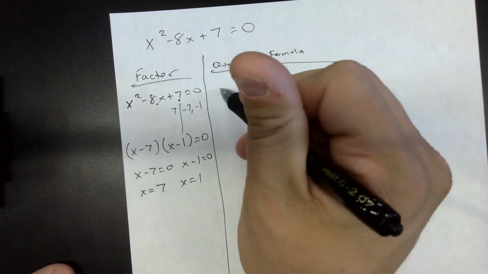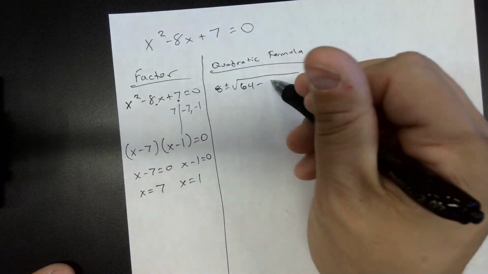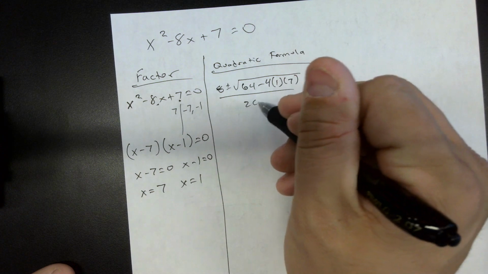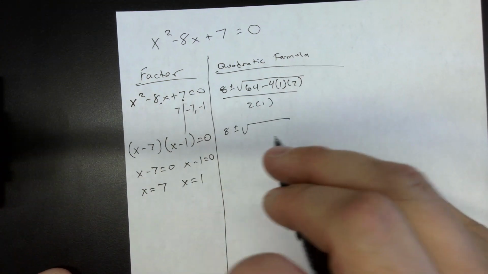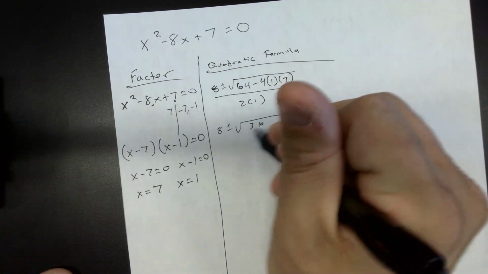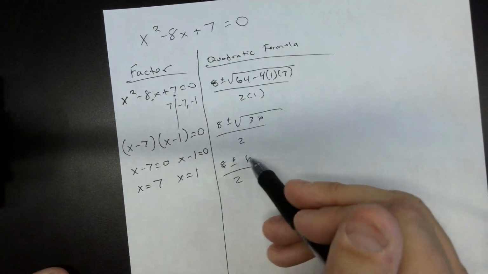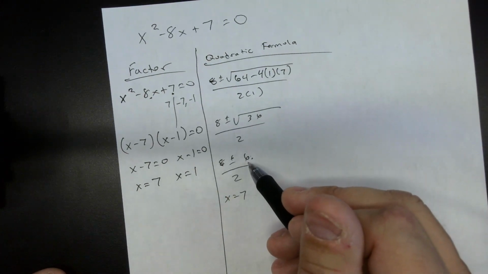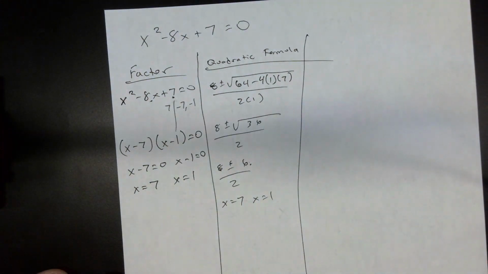Ready? So it's a positive 8 plus or minus the square root of 64 minus 4 times A times C all over 2A. So 8 plus or minus the square root of 64 minus 28 is 36 over 2. 8 plus or minus 6 over 2. 8 plus 6 is 14 divided by 2 is 7. 8 minus 6 is 2 divided by 2 is 1. There's another way. Did we get the same answer?